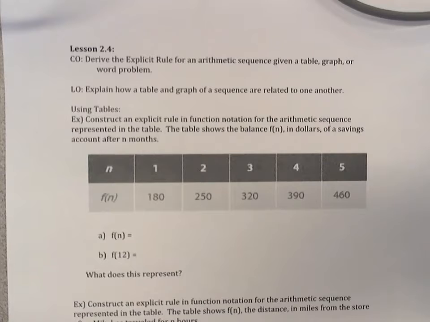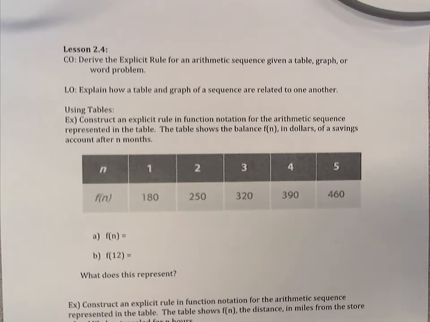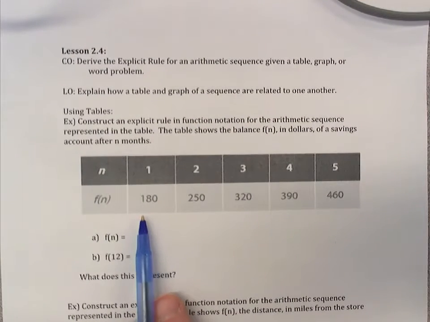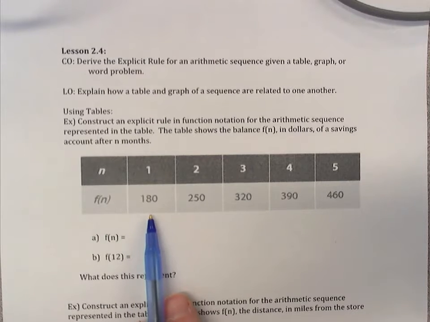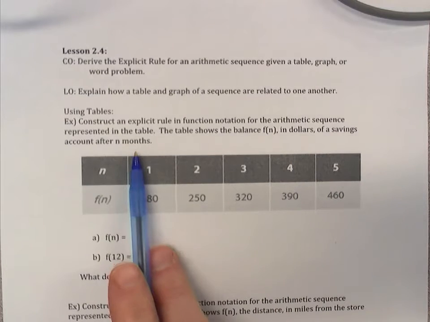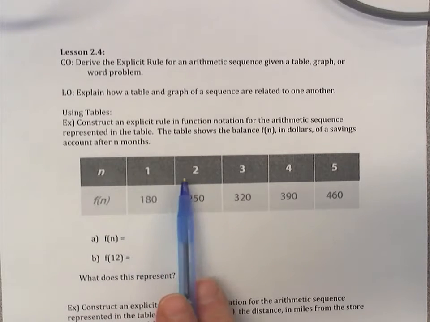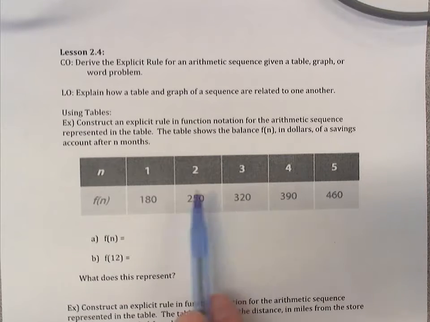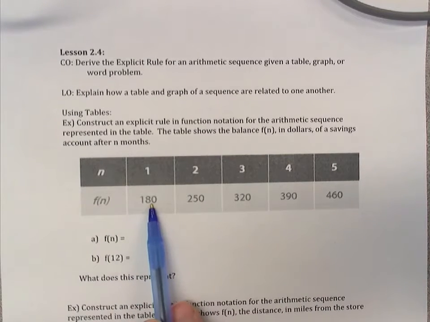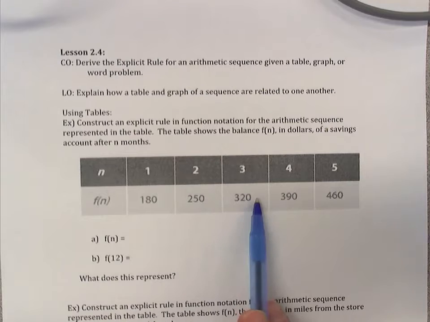If you remember, an explicit rule is just where we're able to use a sequence and formulate a function from that. So for example, look at this table of numbers. This table shows the balance, the function of n, in dollars of a savings account after n months. So every time you see n, it is a month. We could have 1 month, 2 months, 3 months, 4, or 5. And you'll notice that in the first month, we put $180 into the account. And then every month after that, the account is going up by some value.